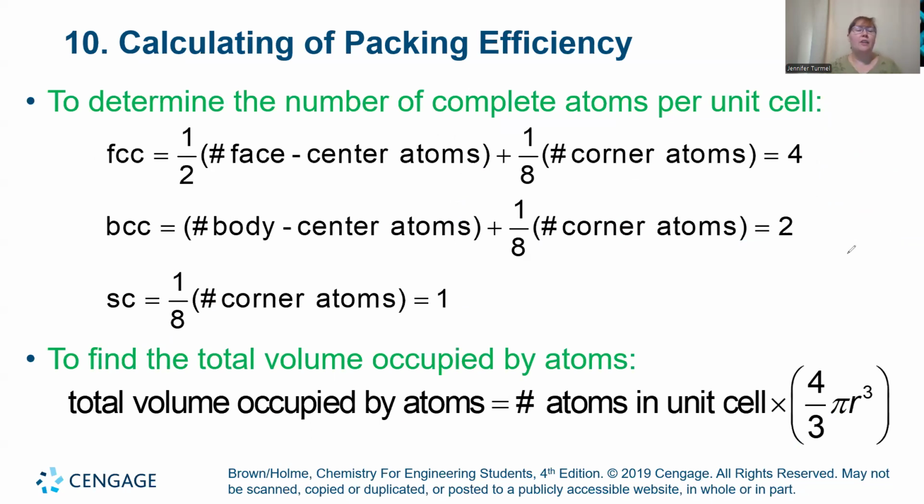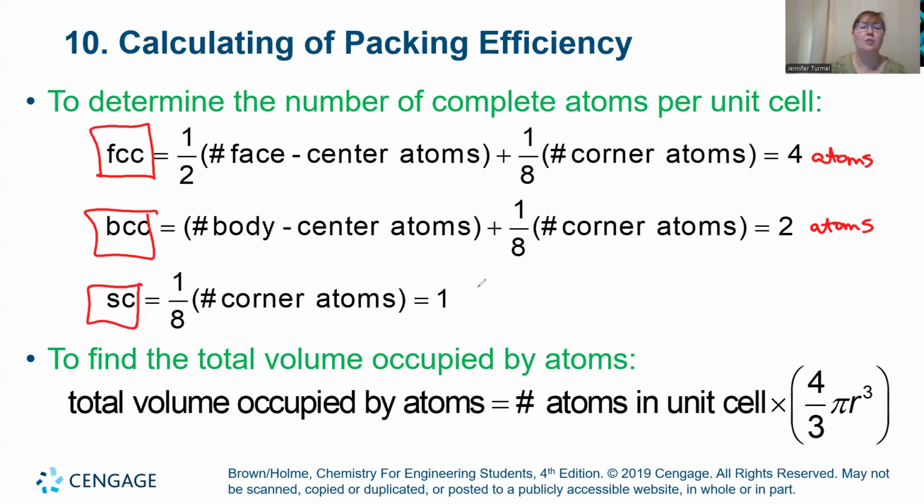So this is just another way to look at how to calculate the atoms per unit cell. The thing to remember here is that in our face-centered cubic, we have 4 atoms per cell. In our body-centered cubic, we have 2 atoms per cell. This is just review from the last slide. And in our simple cubic, we have 1 atom per cell. The total volume occupied by the atoms is the number of atoms per unit cell. So again, the volume of our atoms in the cell is equal to the number of atoms in the unit cell times 4/3 pi r cubed.